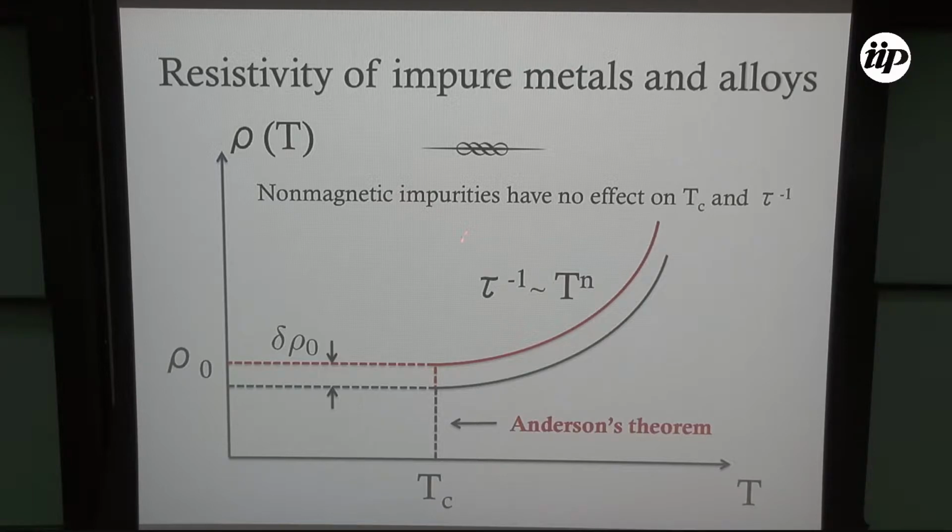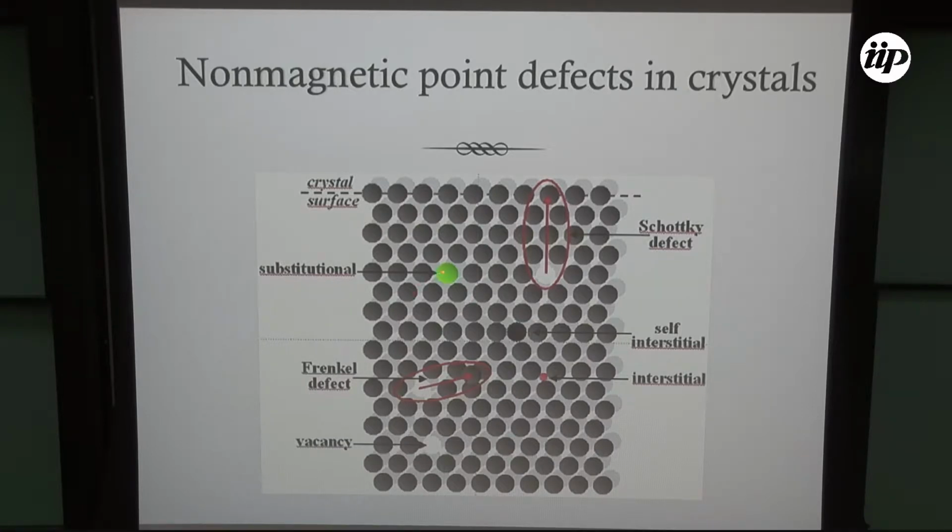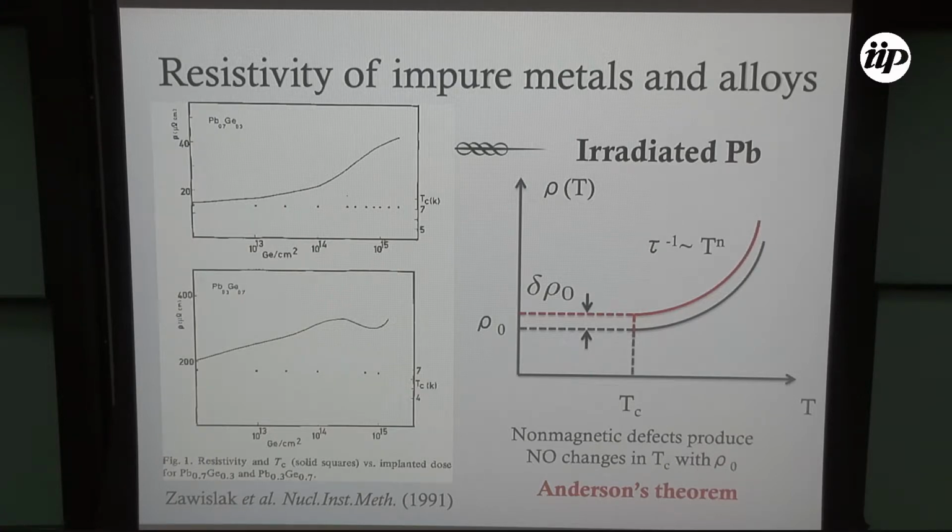Okay, but if we add impurities, there is something that can happen. You add impurities, you raise the residual resistivity. If this raise of residual resistivity doesn't change Tc or the temperature dependence, we know that this is protected by Anderson's theorem, and we know that we are talking about this sort of impurities. So we're talking about substitutional disorder, interstitial, either external or self-interstitial, Frenkel defect, vacancy. These are all point defects. And just to give you an example, take lead, then you bombard lead with germanium. You see that the residual resistivity goes up, but Tc is left unchanged. So this just tells us that indeed non-magnetic impurities produce no change in Tc.